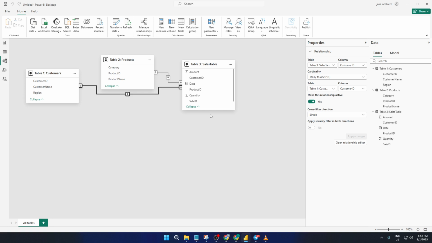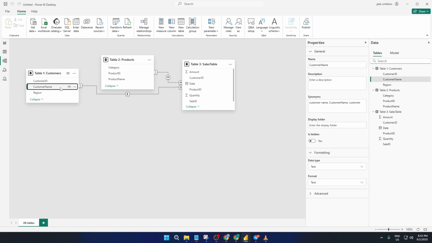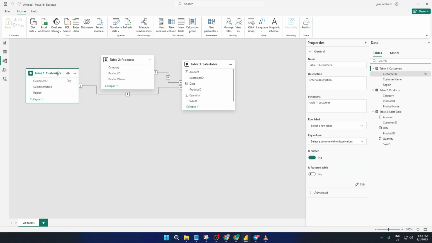The other two tables, customers and products, are called dimension tables. These are a bit like the characters and props in our story. The customers table is full of the descriptive details about each customer, so their names, regions, maybe even contact info. The products table gives us information about what's actually being sold, like the product name, category, and other attributes. Rather than numbers, these tables are about categories and filters. They help us slice and dice our data. So to put it simply, the fact table is where the action happens. The dimension tables describe the actors and items involved.